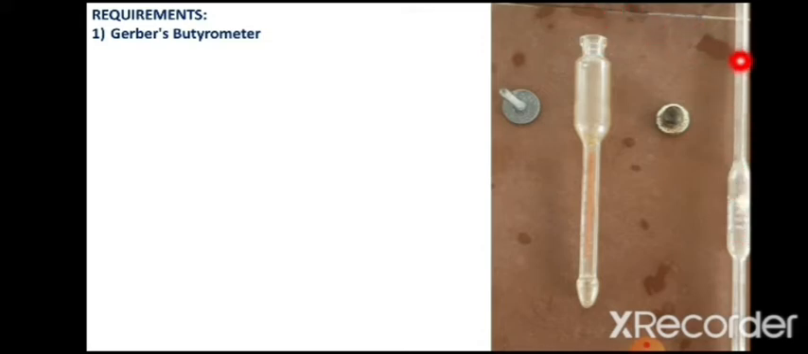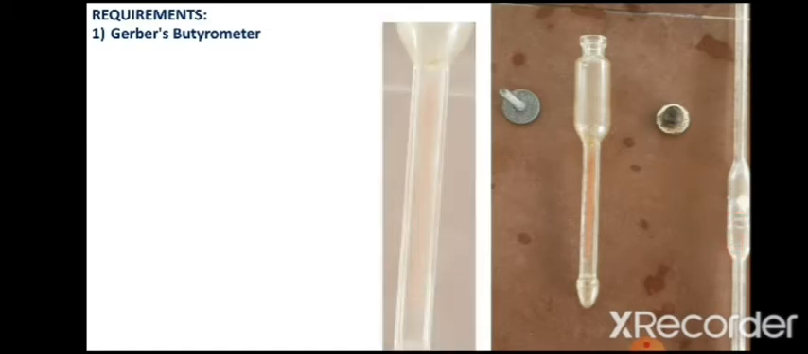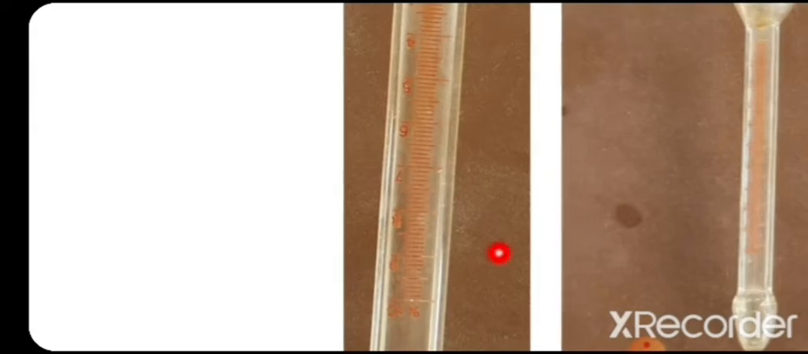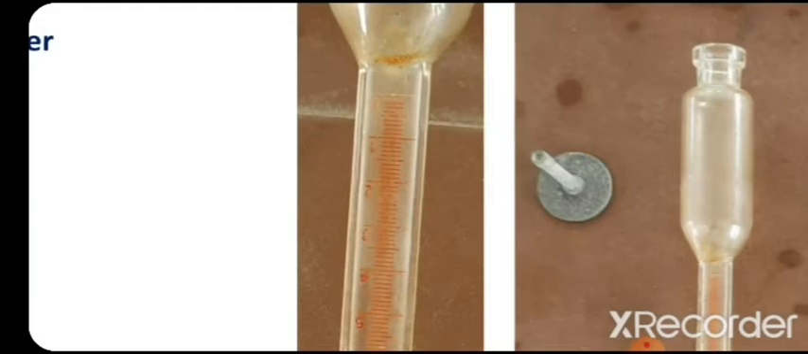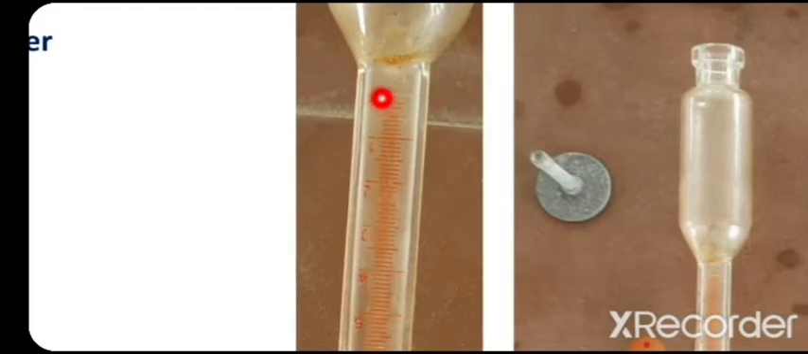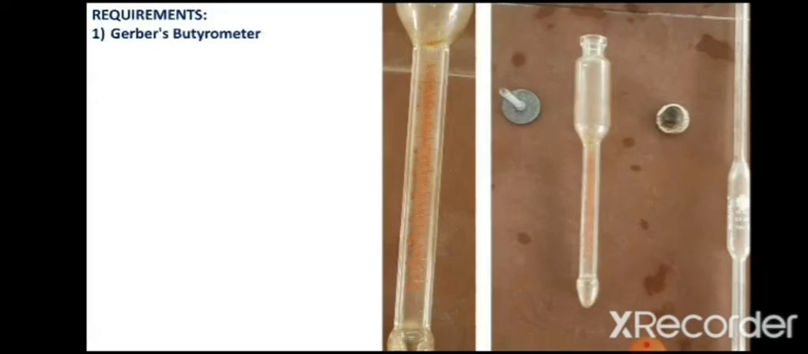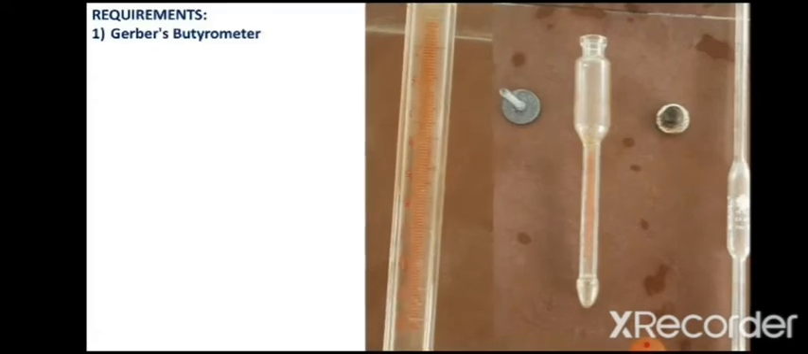This is milk pipette which is having a fixed volume. You can see there is a marking and it can hold up to this mark, it can hold 10.75 ml of milk. You can see this is the stem, and here there is a marking of 10% and here there is a marking of 0. So this is what we are going to read and report as fat percentage.